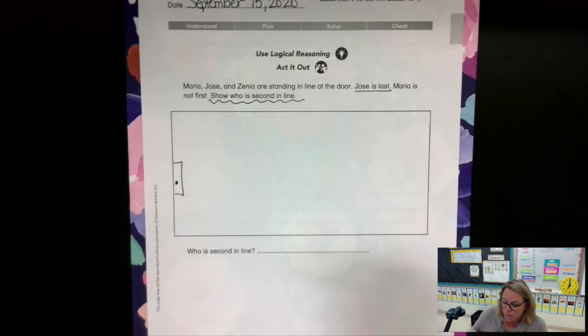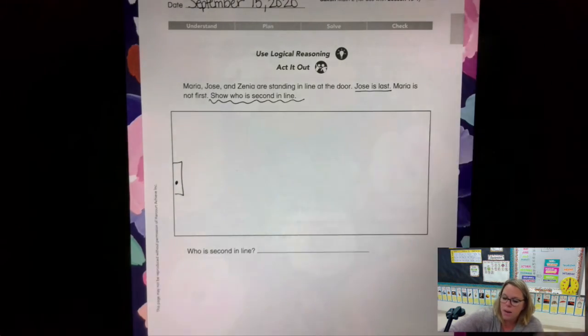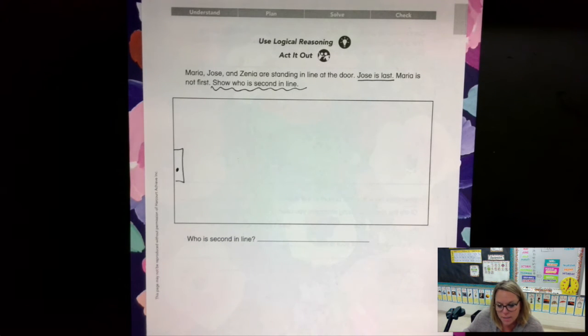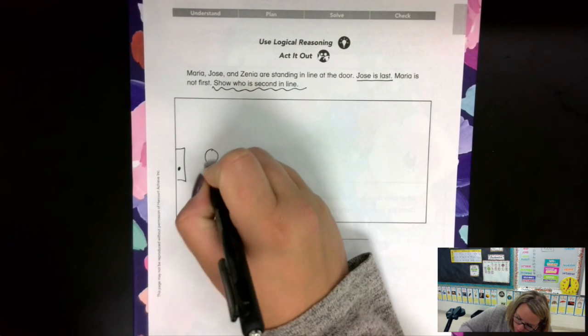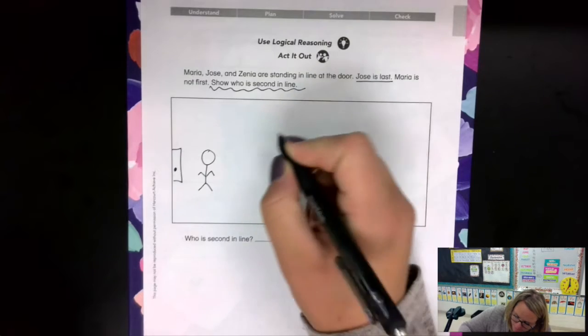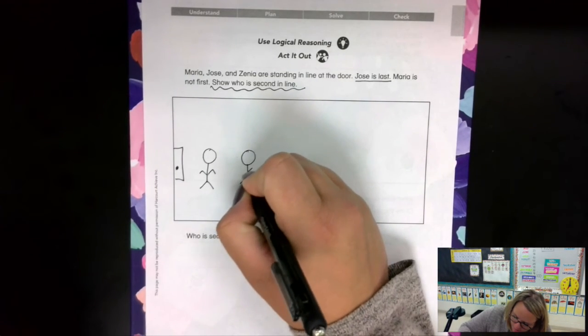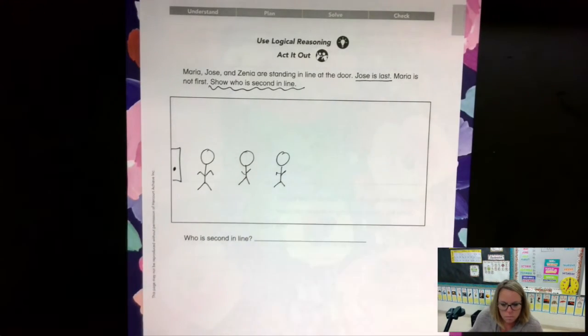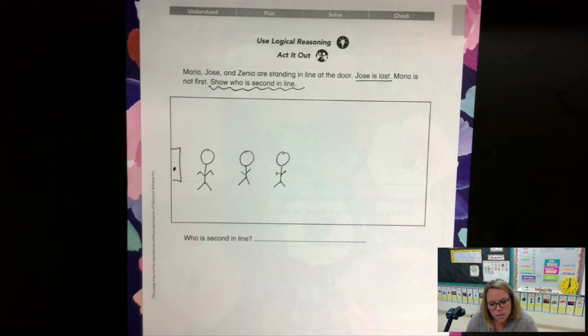So, if we were at school, I would have three friends come up and I would give you each one of the names, Maria, Jose, and Zania. But for this, I'm just going to go ahead and draw it out, okay? So we need to line them up at the door correctly. We're going to have three friends. So I'm going to go ahead and draw them because they're in a line. And I have them spread out a little bit here. And then what we want to do is see how they're going to line up at the door.